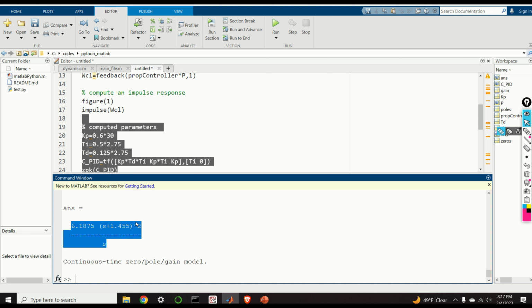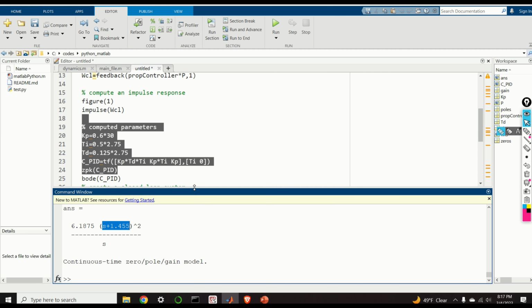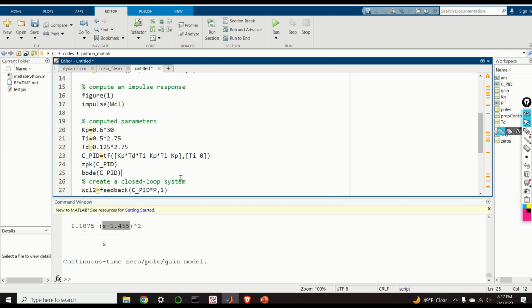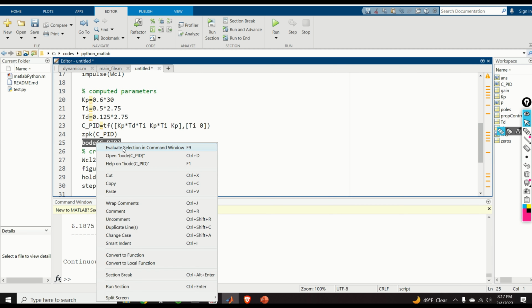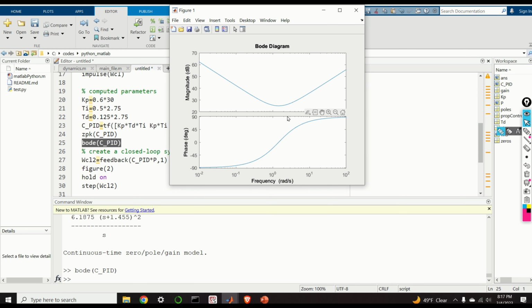Now, a very important thing to observe is that this PID controller has a double zero. It has a double zero at minus 1.455. We can also compute the Bode plot of a PID controller. You can see this is a typical Bode plot of the PID controller. We have a phase lead at higher frequencies, and this can be used to improve the phase margin, that is basically the phase at high frequencies, in order to have a better response.